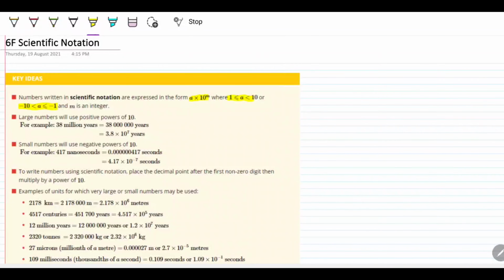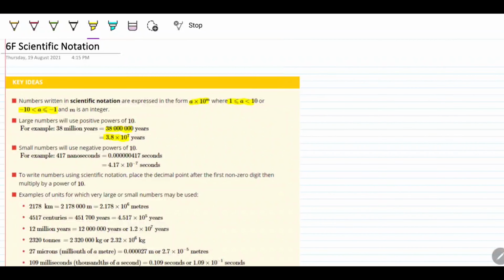Large numbers will use positive powers of 10. For example, when writing 38 million years, this is the same as saying 38 with 6 zeros, or we can write it as 3.8 times 10 to the 7 years, which will equal the same thing. For small numbers, we will use negative powers of 10. For example, 417 nanoseconds will be the same as 0.000000417 seconds.